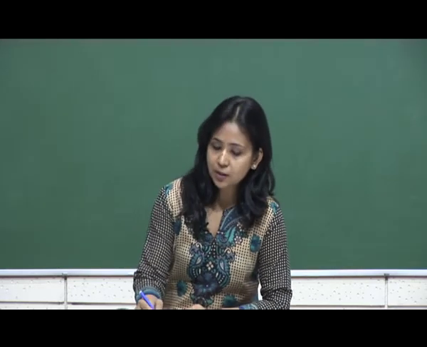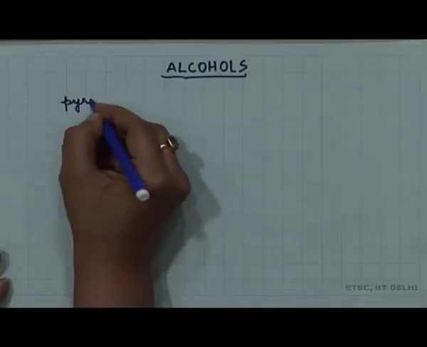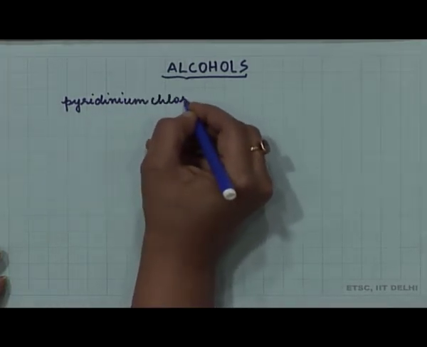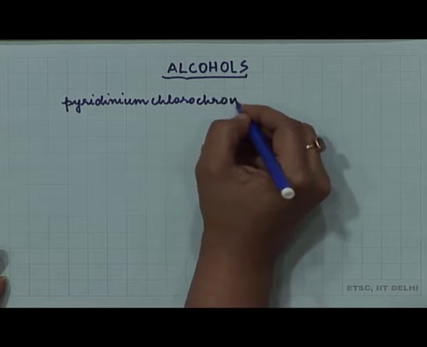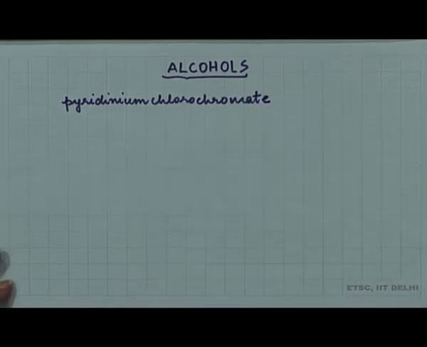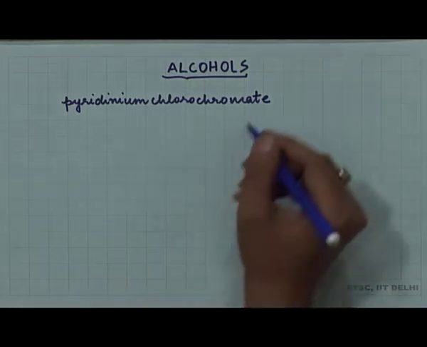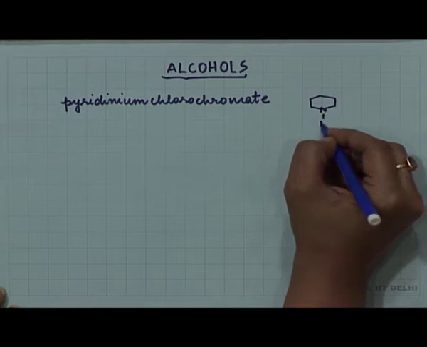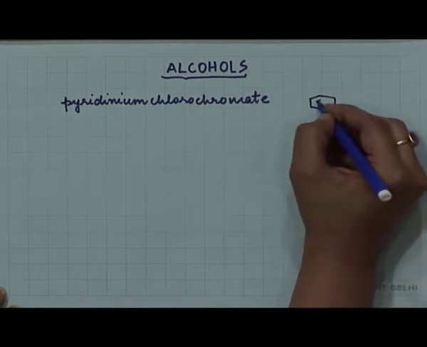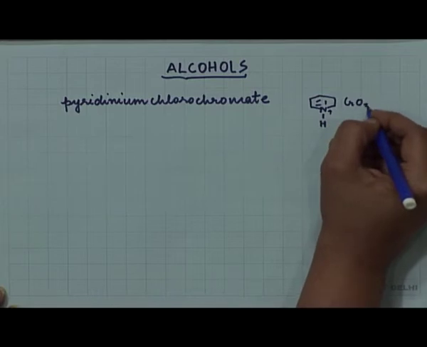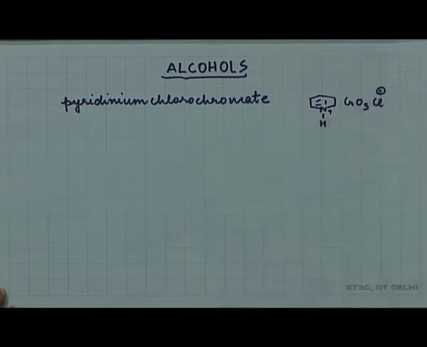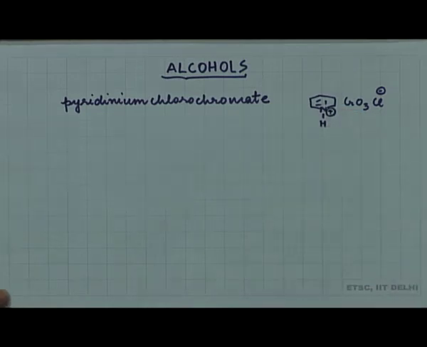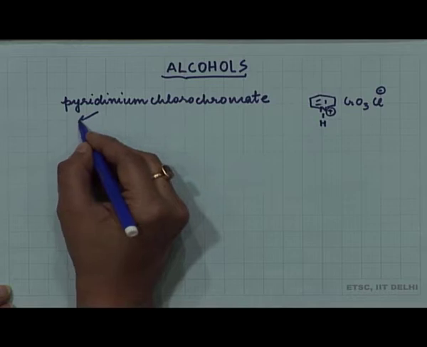So, today I am going to start with pyridinium chlorochromate as a mild oxidizing agent for the oxidation of alcohols. The structural formula for pyridinium chlorochromate is given like this. So, you have a pyridinium cation and a chlorochromate anion. The first thing is, how is this prepared?